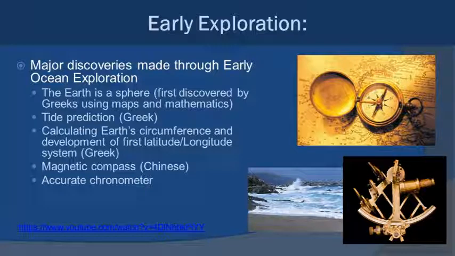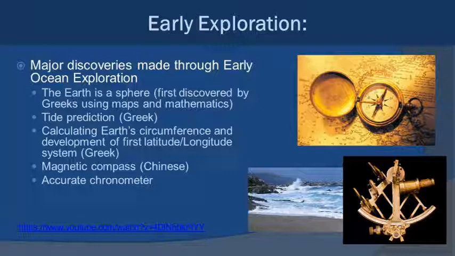Along the way, there were some pretty significant developments in terms of technology that allowed ocean exploration to flourish. Interestingly, a lot of them were discovered by the Greeks. They were the first to actually understand that the Earth was a sphere through using not only their maps, but also mathematics. This knowledge, of course, was lost through the Middle Ages, but eventually was rediscovered later on. The Greeks also predicted tides by monitoring the moon phases and understanding the relationships therein. They were also able to calculate the circumference of the Earth and develop the first latitude and longitude systems.